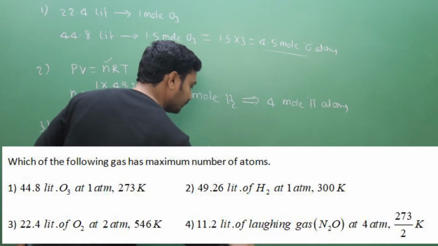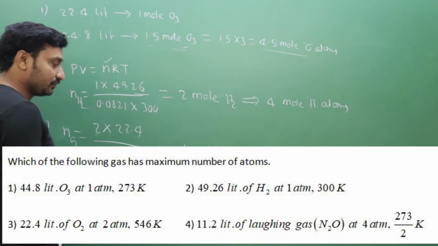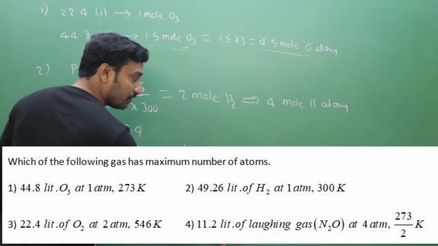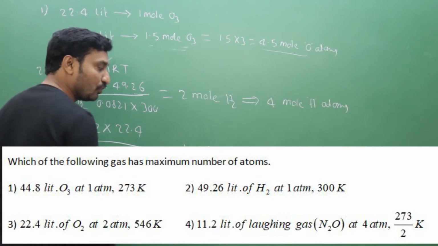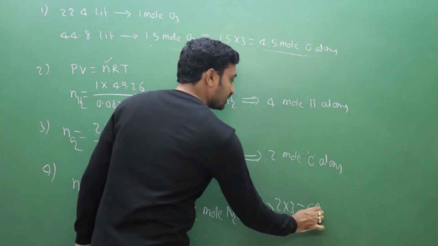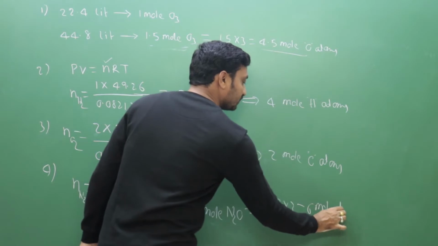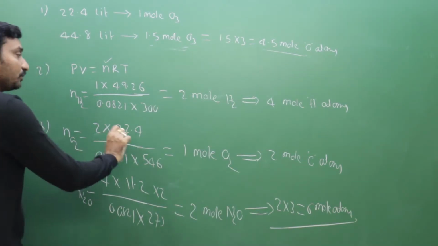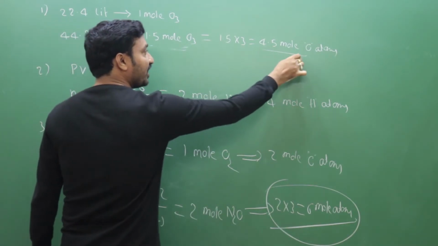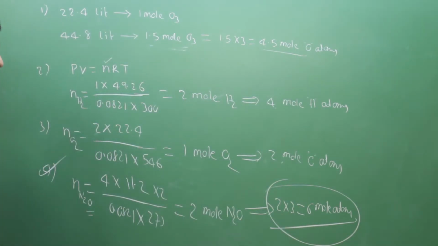In 2 moles of N2O, how many atoms are present? See, in 1 mole, 3 atoms are present, right? So in 2 moles, 2 into 3, that is equal to 6 mole atoms present. Hence, what is the right answer? Option 4. More atoms are present: 6 mole atoms, compared with 4.5 mole atoms and 2 mole atoms. Okay, so according to the question, option 4 is the right answer.